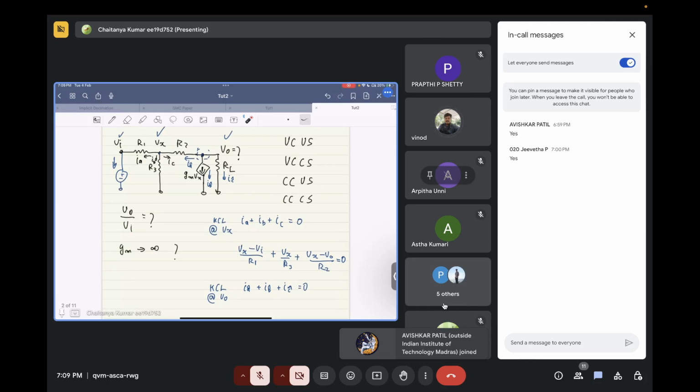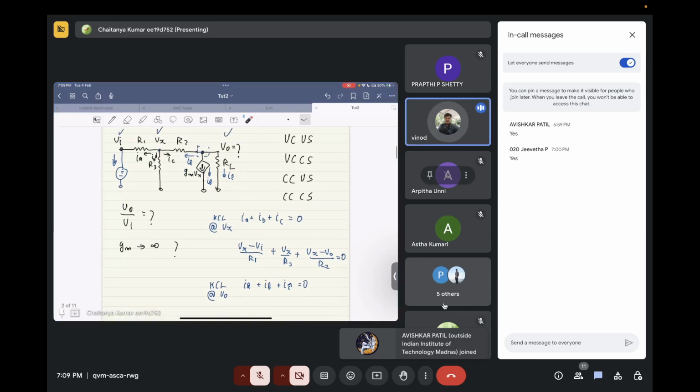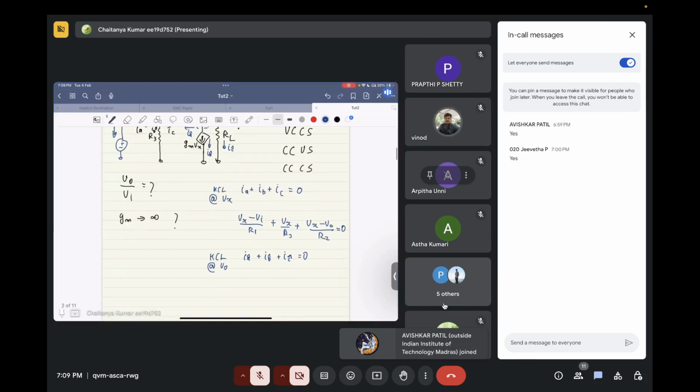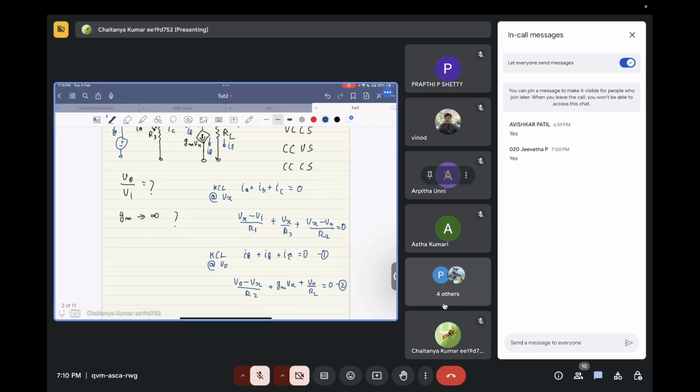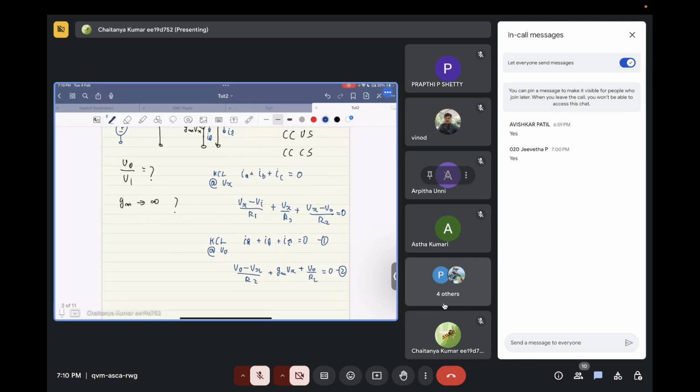So, (V naught minus Vx) divided by R2, plus gm Vx, plus V naught by RL is equal to 0. This is equation 1. This is equation 2. The above one is equation 1.